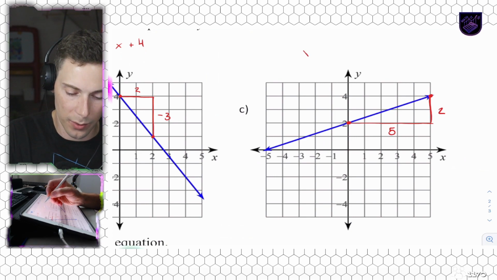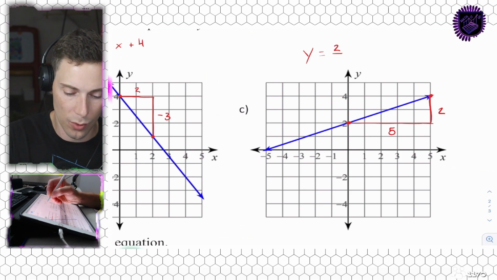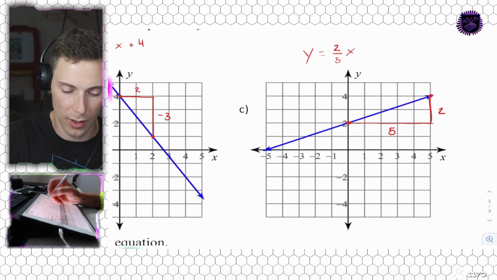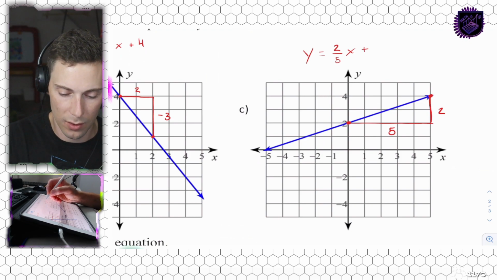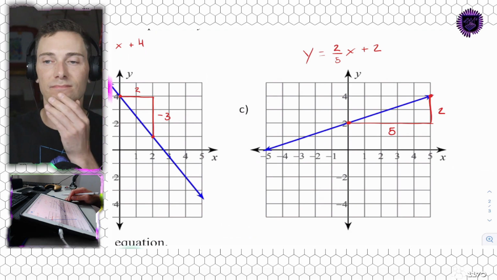So our formula is going to read y is equal to 2 over 5 times x plus 2. That is our equation for this line.